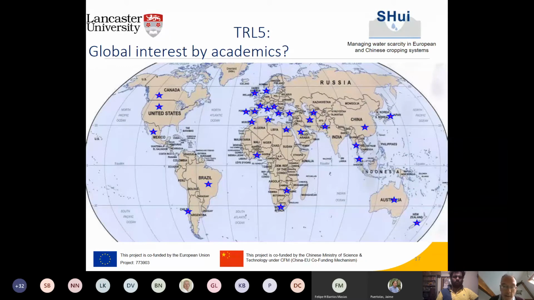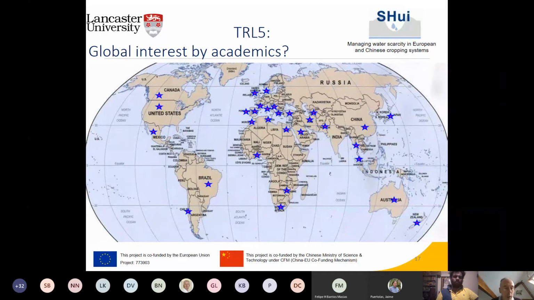Now, I realize that some of you in the audience are probably the originators of those stars. You may have trials that you have done previously. You may have trials that are ongoing. And so it's your efforts that have allowed me to populate this map of the world in terms of understanding the global interest by academics in this particular technique of partial root zone drying. So I applaud you for your efforts.